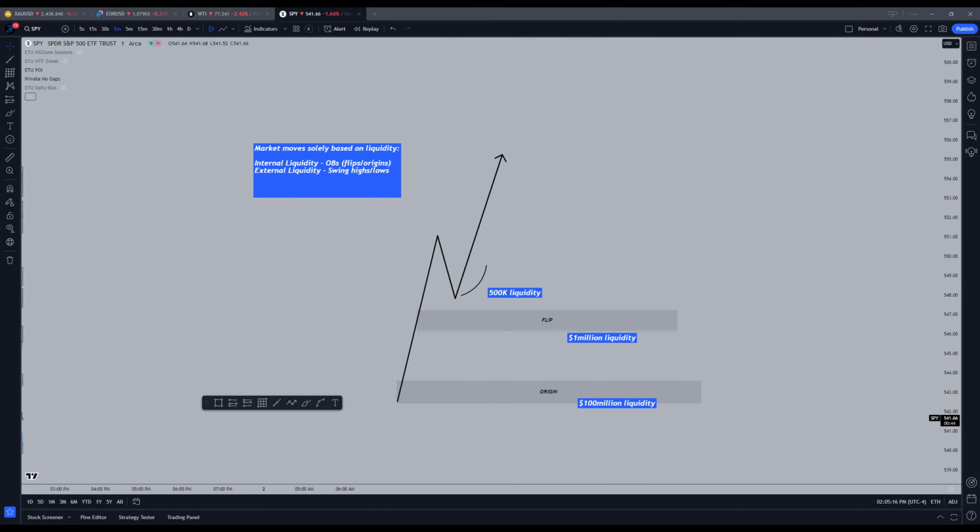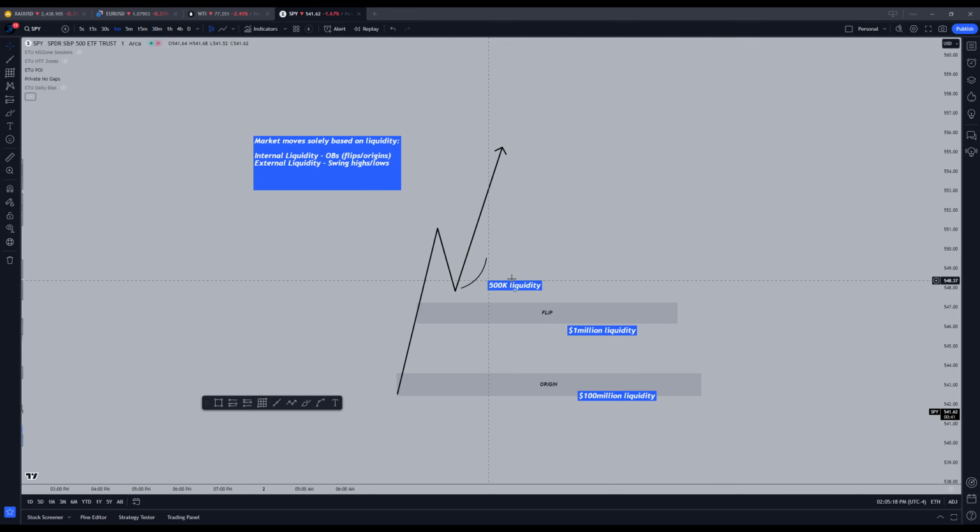So here it is. The inducement only has 500K of liquidity. Flips have 101 million, and the origin has 100 million, for example. Of course, this varies all the time, but this is just a rough estimate for you guys to understand this concept of liquidity. The market is seeking out liquidity, right? So let's say it finds out 500K of liquidity is not enough. Well, where is the market most likely attracted to? The market is most likely attracted to where there's the most liquidity.